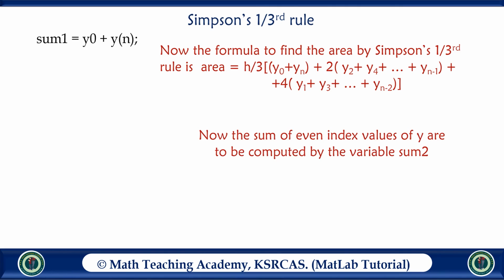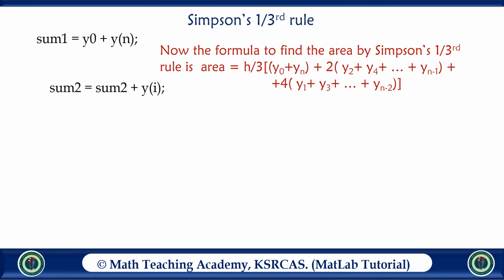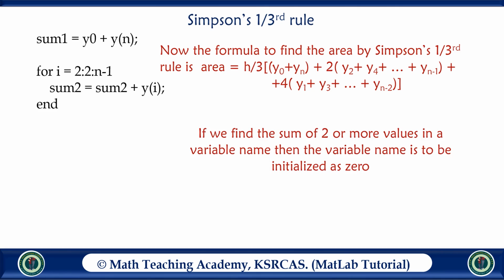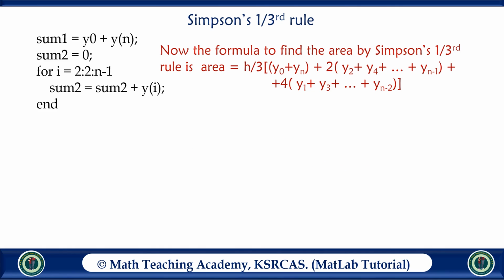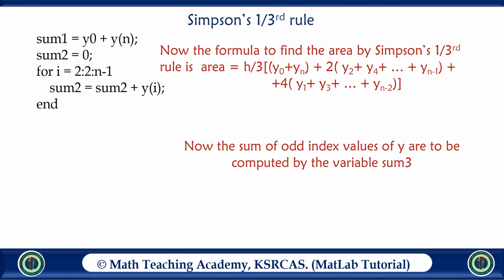Now the sum of even index values of y is to be computed by the variable name sum2. This is achieved by the command sum2 is equal to sum2 plus y of i. This process is to be repeated from 2 to n minus 1 times. So this is achieved by the for loop, for i is equal to 2 colon 2 colon n minus 1. Here we have to find the sum of even index values. That is why we have entered the step size as 2. If we find the sum of 2 or more values in a variable name, then the variable is to be initialized as 0. That is why this is achieved by the command sum2 is equal to 0.